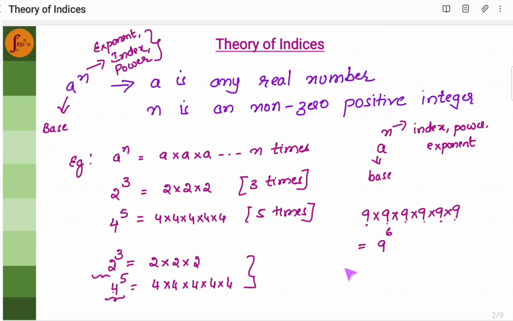Let's take another example. Say 6. I've multiplied 6 4 times. So how should I write it in index form? I should write it as 6 to the power 4. 1, 2, 3, 4. 6 to the power 4.